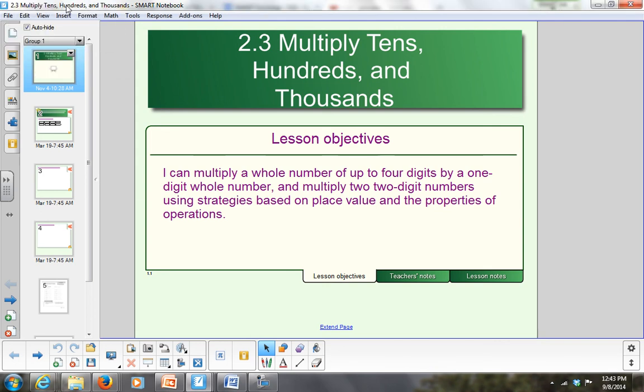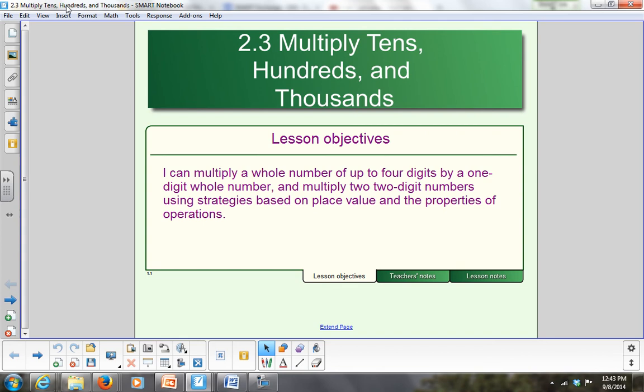Okay, so this is a little different using multiplication than what you're used to. We're going to be multiplying using place value. Okay, so we're going to multiply tens, hundreds, and thousands. The lesson objectives is I can multiply a whole number of up to 4 digits by a 1-digit whole number and multiply two 2-digit numbers using strategies based on place value and the properties of operations.